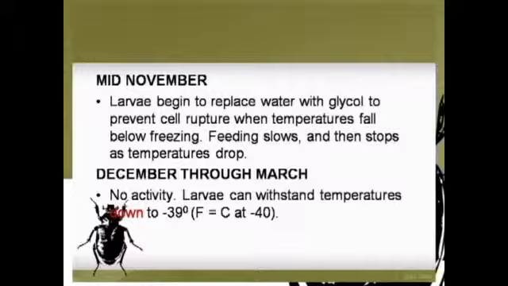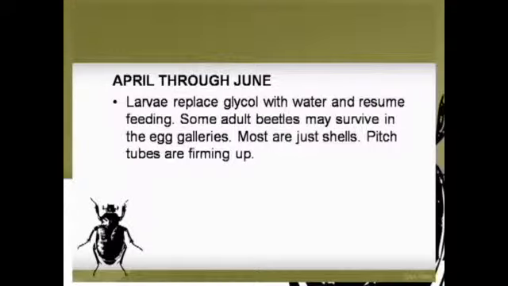And in December through March, no activity. Larvae can withstand temperatures down to minus 39 degrees Celsius. April through June, larvae replace glycol with water and resume feeding. They take over the entire tree from within. Some adult beetles may survive in the egg galleries. Most are just shells. Pitch tubes are firming up, moving upward into the tree.